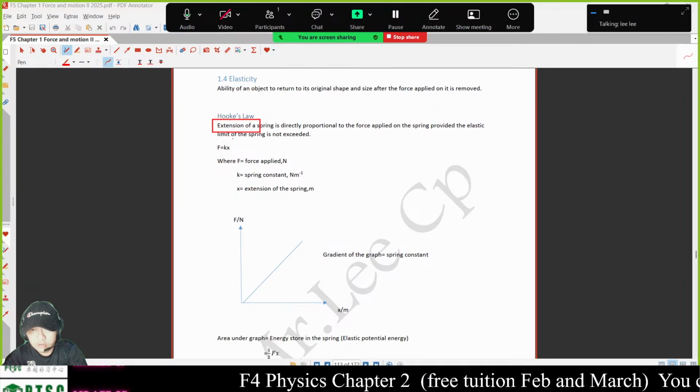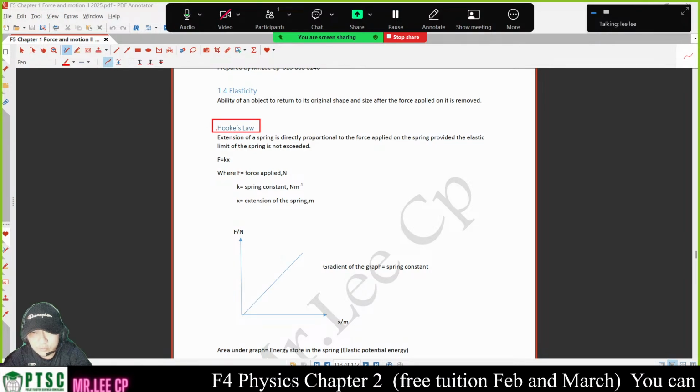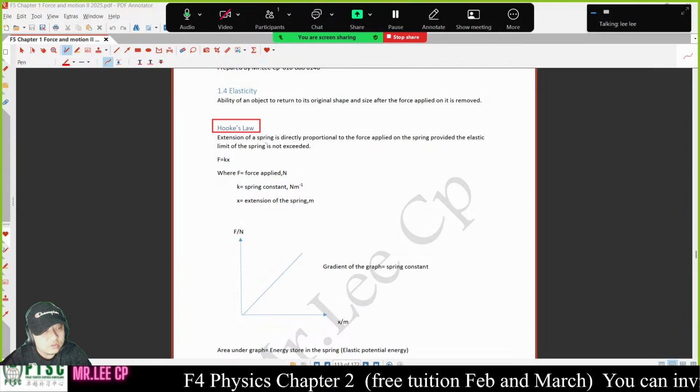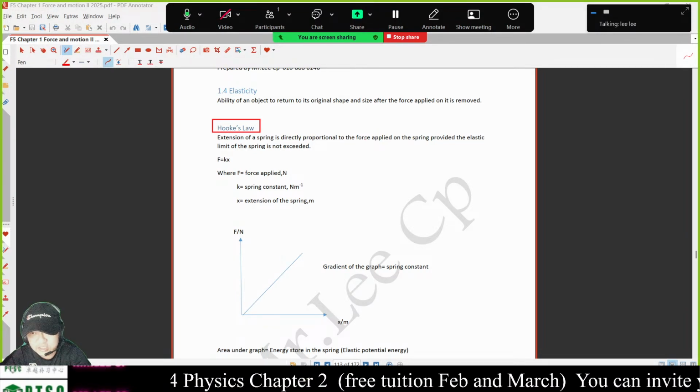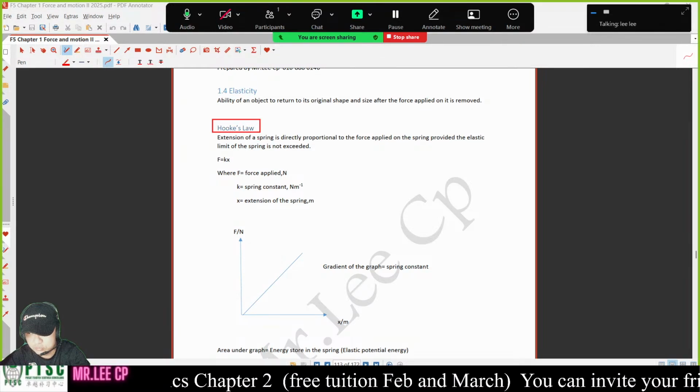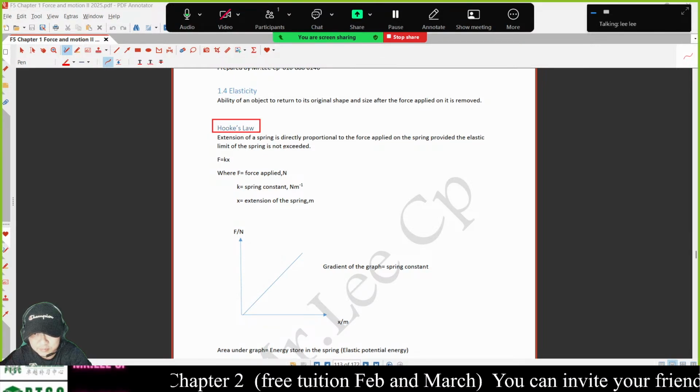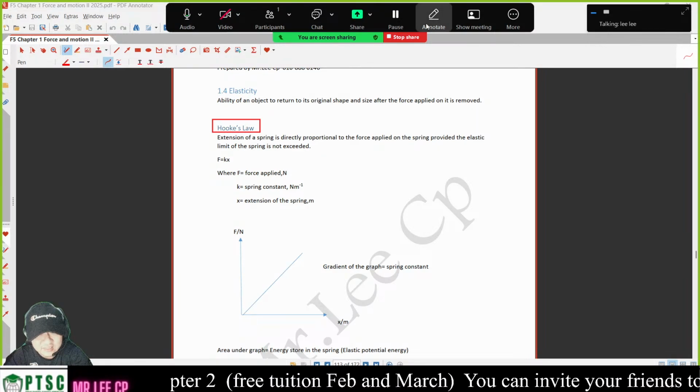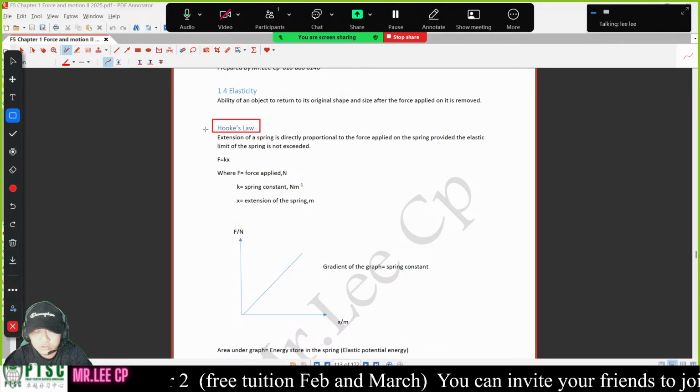First of all, we look at what is Hooke's law. Hooke's law said that the extension of the spring is directly proportional to the force applied onto the spring, provided the elastic limit of the spring is not exceeded. So you need to memorize what is Hooke's law.